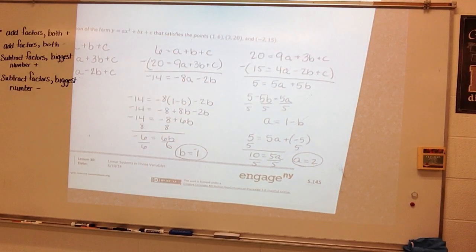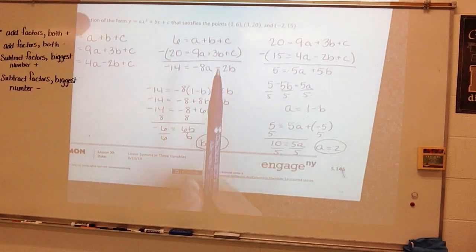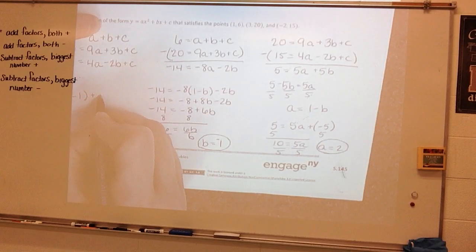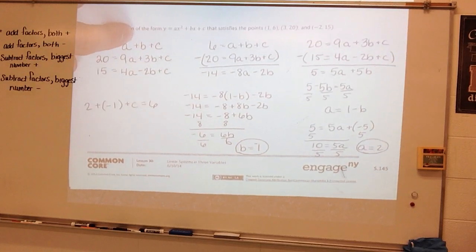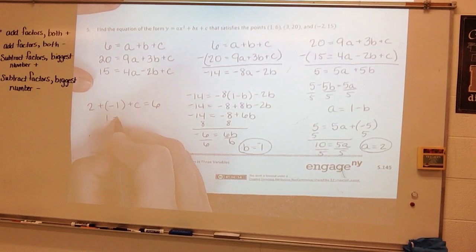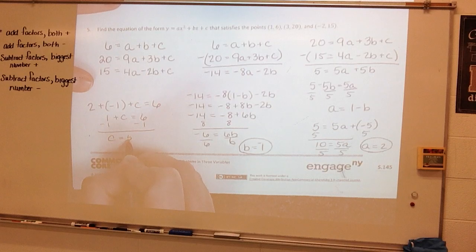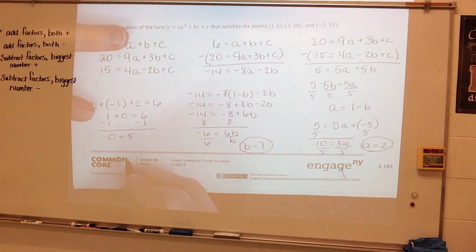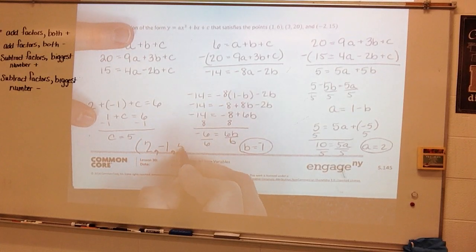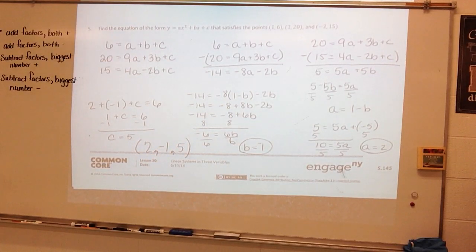Now I can plug in to find c. So a is 2 plus b is negative 1 plus c is equal to 6. So 2 minus 1 is 1 plus c is equal to 6. Subtract 1. I get c is equal to 5. I can write this in the order of a, b, c. So 2, negative 1, 5.